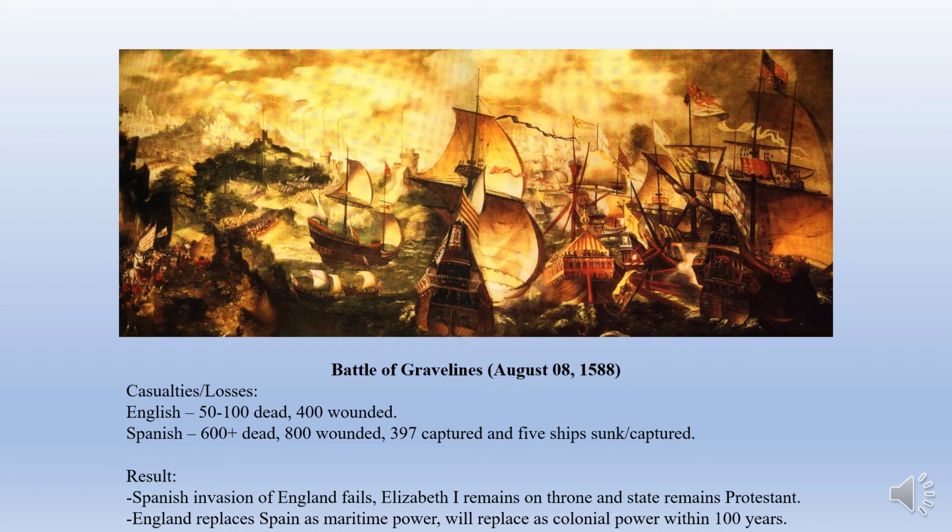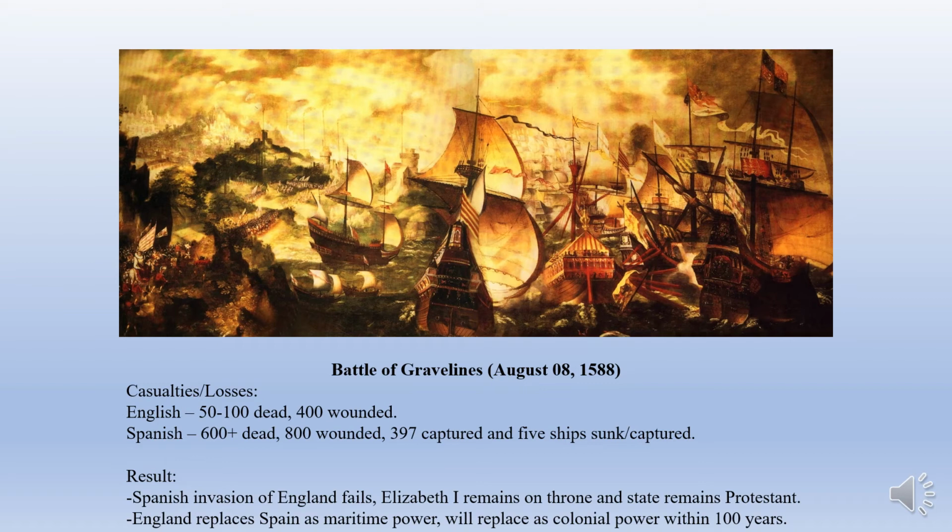The result of this is just absolutely devastating for the Spanish. Not only will the Spanish invasion of England fail, Elizabeth I will remain queen, and the state will become more and more Protestant until you have the modern Church of England today, which is most definitely a Protestant church. England will also now replace Spain as the maritime power. Spain will be the second tier country. It had been since 1492 the world superpower. Now England is beginning to emerge as the superpower.